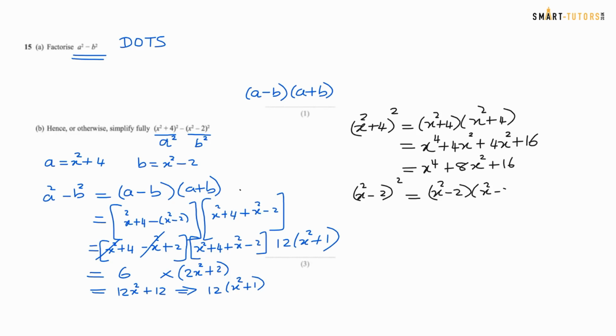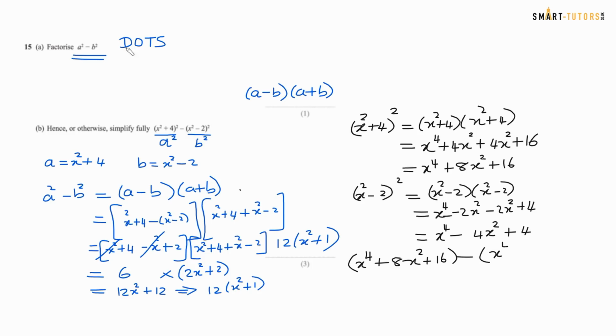That is the first bracket, and the second bracket is (x squared minus 2) whole thing squared. The same way, I'm going to do x squared minus 2, x squared minus 2. If you expand the bracket, x to the power 4 minus 2x squared minus 2x squared plus 4, so x to the power 4 minus 4x squared plus 4. So we need to take away one from the other. x to the power 4 plus 8x squared plus 16 is the first bracket, and you take away the second bracket, x to the power 4 minus 4x squared plus 4. So the final answer: x to the power 4 plus 8x squared plus 16 minus x to the power 4 plus 4x squared minus 4.